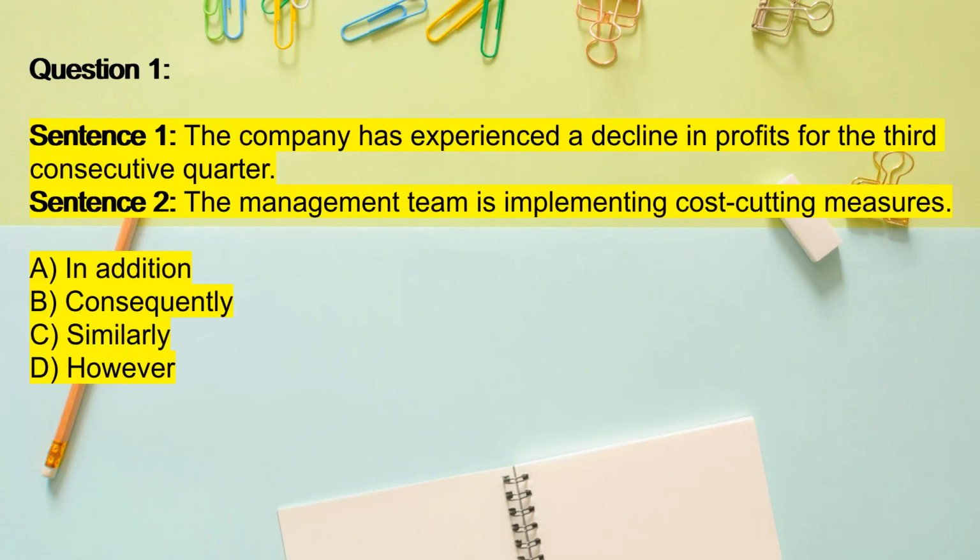Question 1. Which transition word would best connect the two sentences? Sentence 1. The company has experienced a decline in profits for the third consecutive quarter. Sentence 2. The management team is implementing cost-cutting measures.